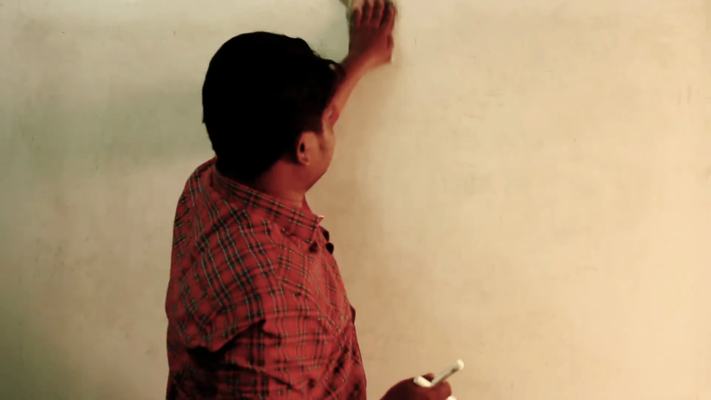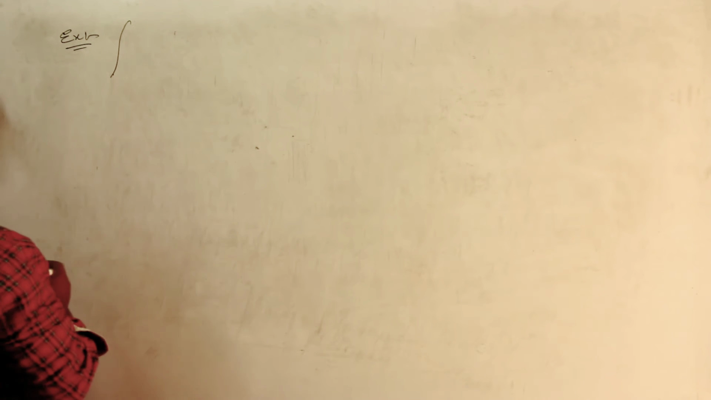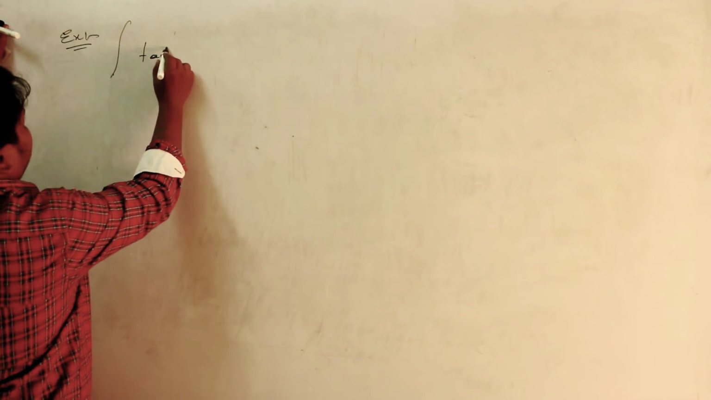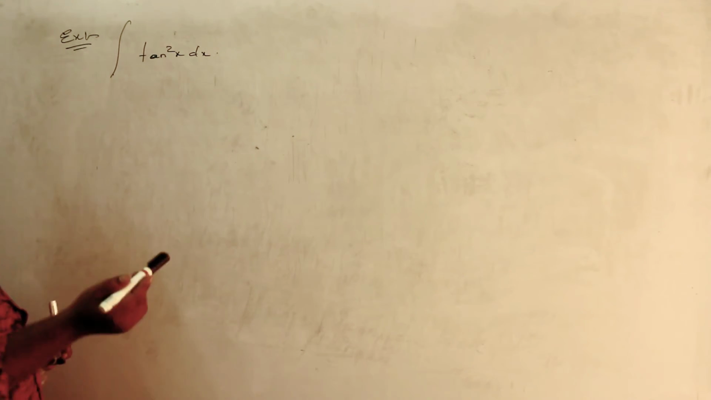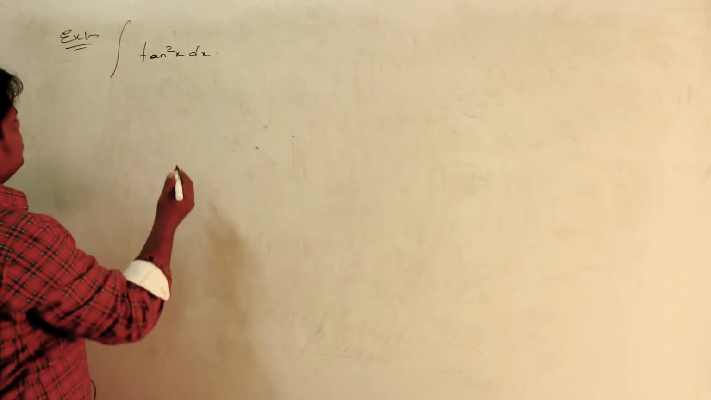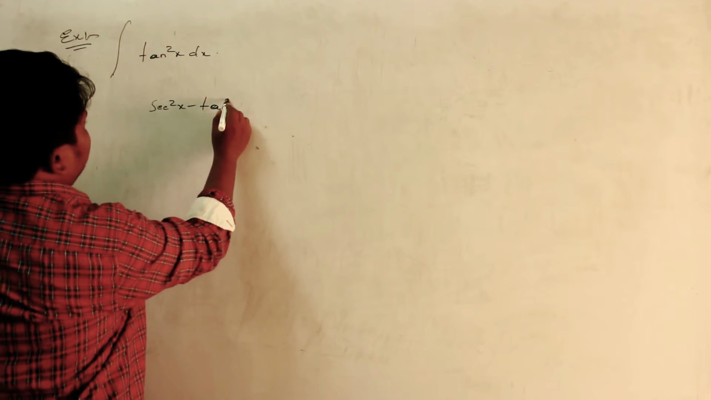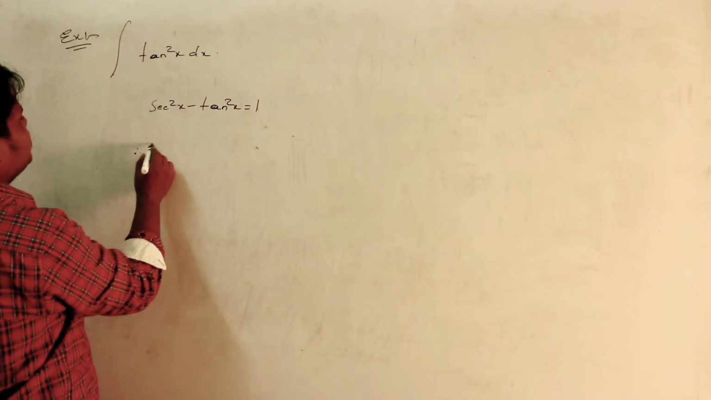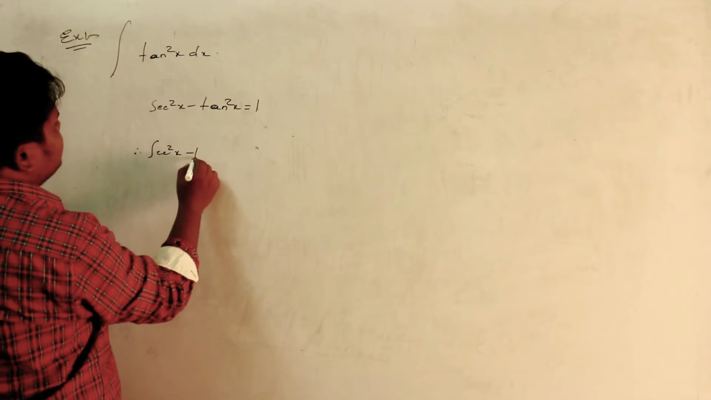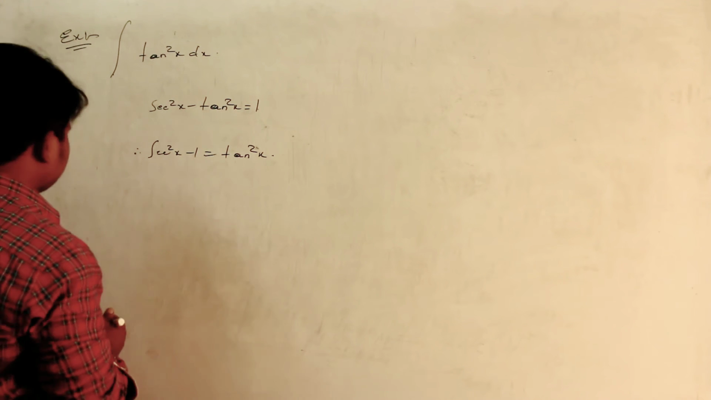Let us see one more example. For example, integration is given like this: integration of tan square x dx. In this condition also we don't have any direct formula for this. So how can we do it? We have the relation secant square x minus tan square x is equal to 1. Therefore, secant square x minus 1 is equal to tan square x.